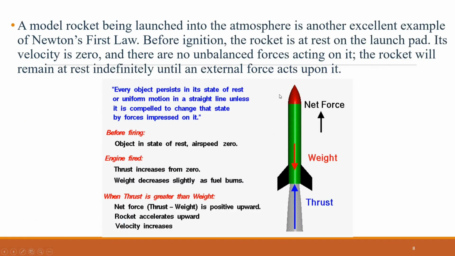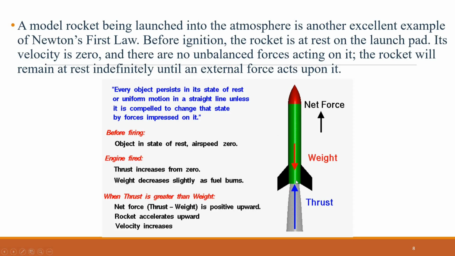A model rocket continuing upward after launch, even when thrust stops. A model rocket being launched into the atmosphere is another excellent example of Newton's first law. Before ignition, the rocket is at rest on the launch pad. Its velocity is zero, and there are no unbalanced forces acting on it. The rocket will remain at rest indefinitely until an external force acts upon it.